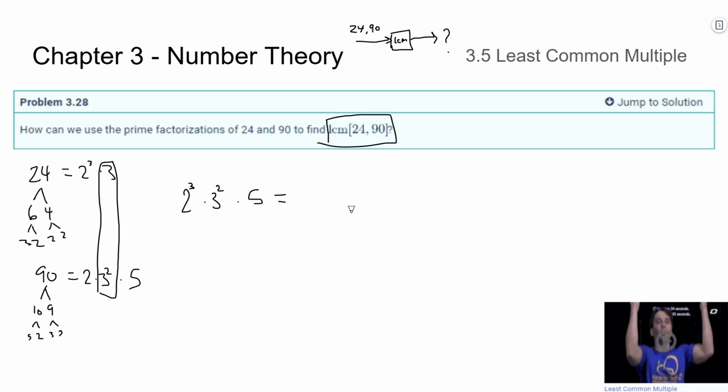All right, so what does this come out to be? 2 cubed is 8. 3 squared is 9 times 5. 8 times 9 would be 72 times 5. And that would end up being, if you multiplied that out, you would get 360. And 360 would be the least common multiple of 24 and 90.